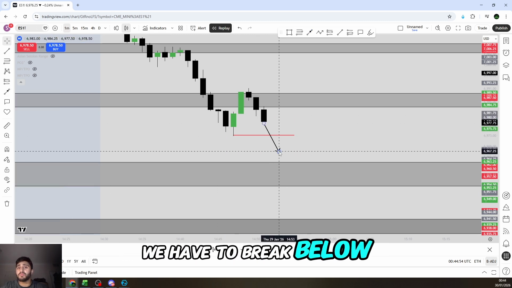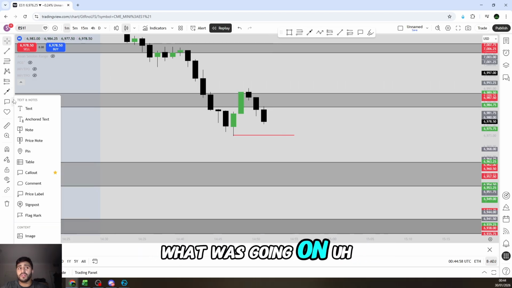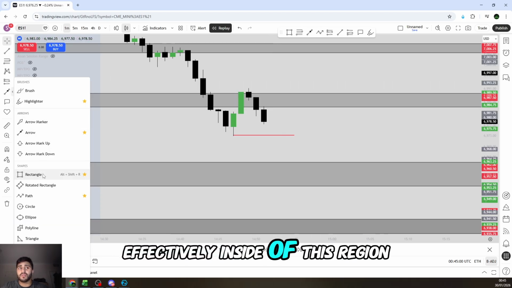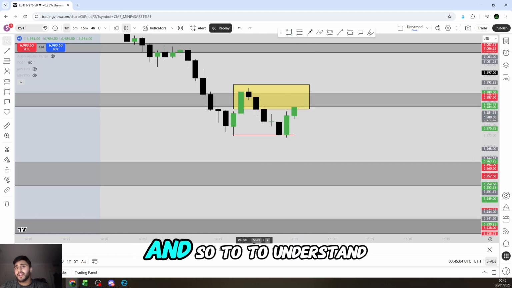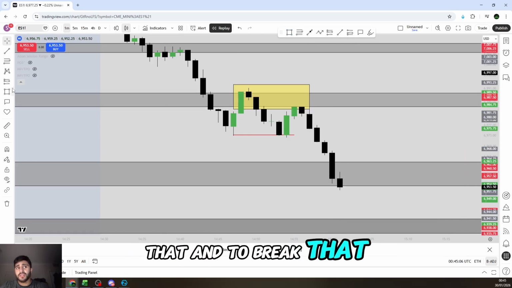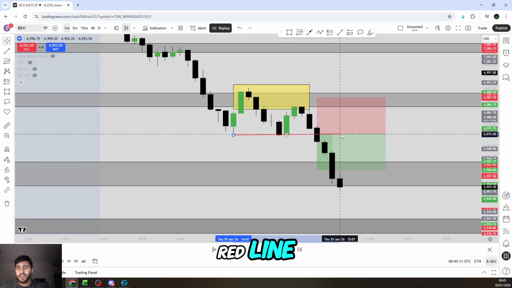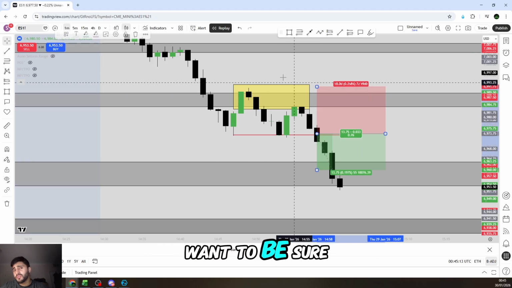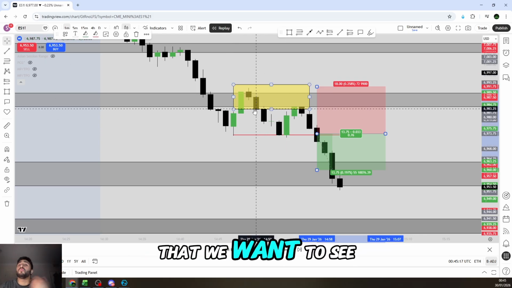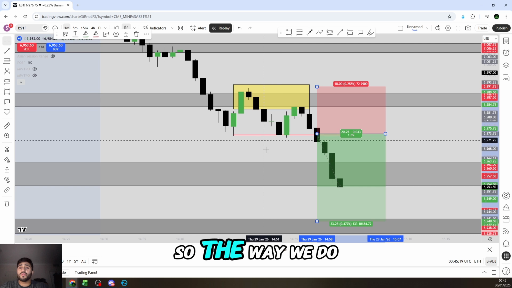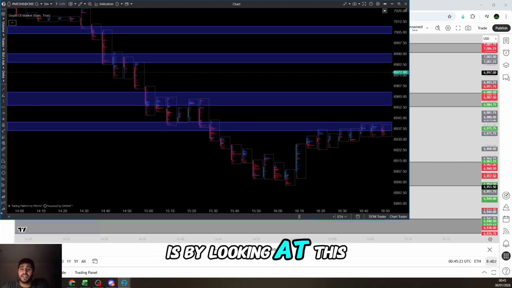We have to break below this line with the body, and we have to understand what was going on effectively inside of this region, right? We want to know what was going on inside the key level. And so to understand that and to break that down, if I were to go short here as we break below this red line, I want to be sure that there's actually confirmation that price wants to go down, right? That we want to see these lower prices. So the way we do that, and I've made lots of videos on this, the way we do that is by looking at this chart here.